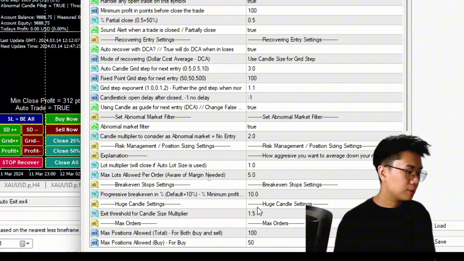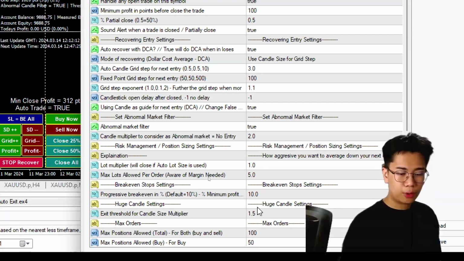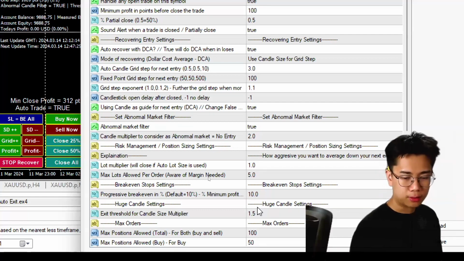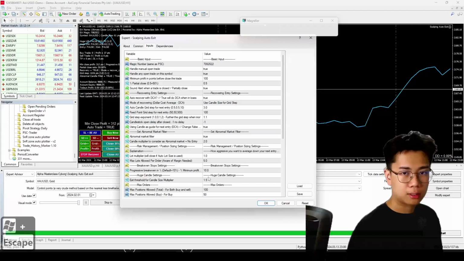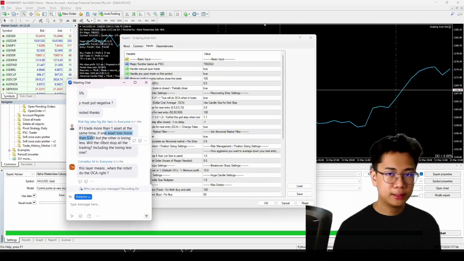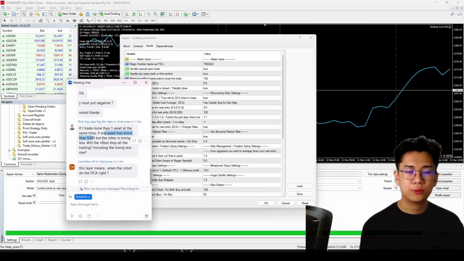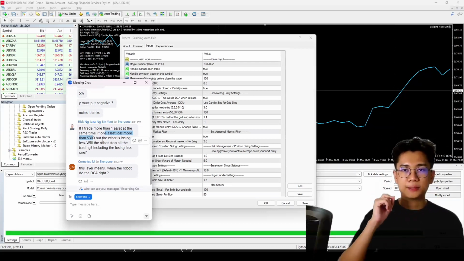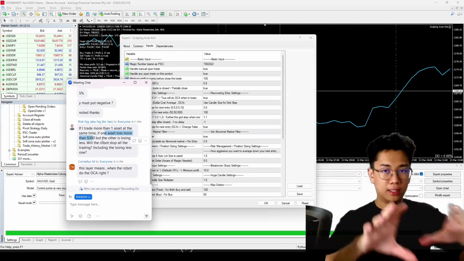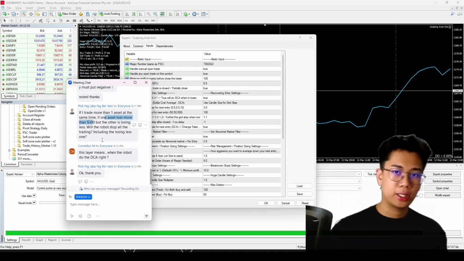If I trade more than one asset at the same time, if one asset lost more than $300, but another one is losing less, will the robot stop all the trading, including the losing one? Yes, correct. So the idea here is the same. Okay, let's say that the question from Rick. Let's say that you are trading 2 markets.